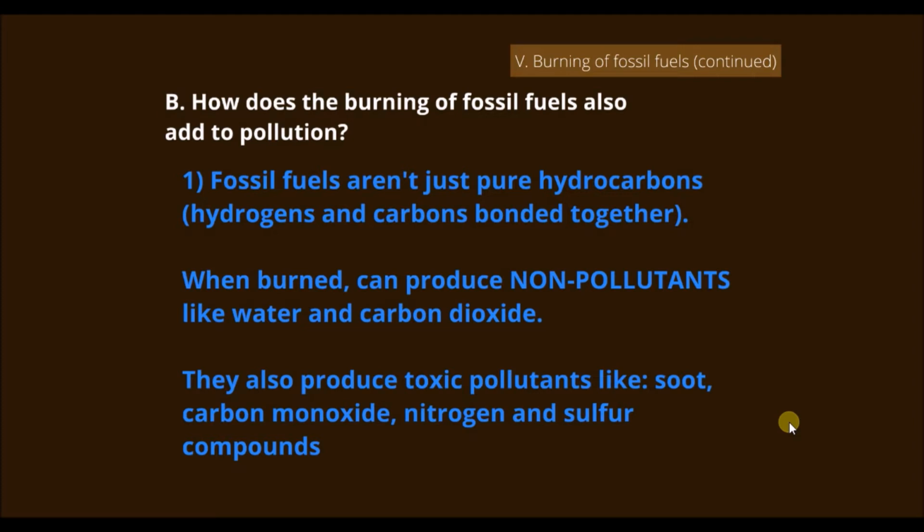All right, so here it says fossil fuels aren't just hydrocarbons. When we burn them, we can produce the non-pollutants like water and carbon dioxide.